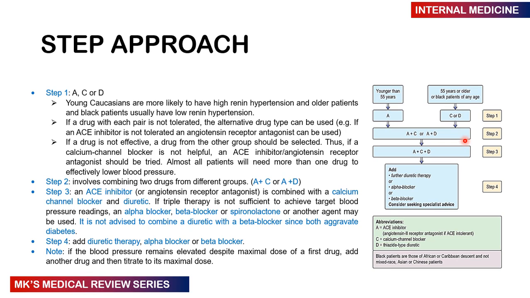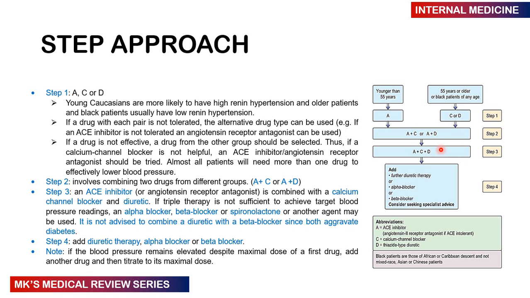If we have reached the maximum dosage of these drugs and we're not achieving our target blood pressure, then we can combine the drugs. We can combine the ACE inhibitor plus a calcium channel blocker, or we can combine the ACE inhibitor plus a diuretic. Then, if this isn't working, then we combine the 3 drugs, an ACE inhibitor, a calcium channel blocker, and a diuretic, which is step 3.